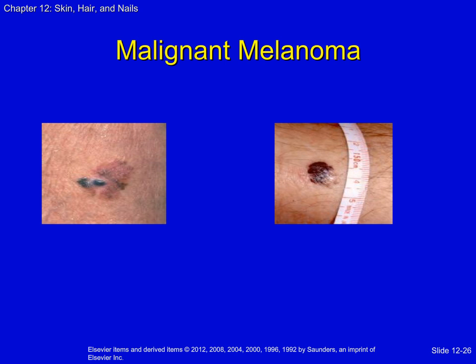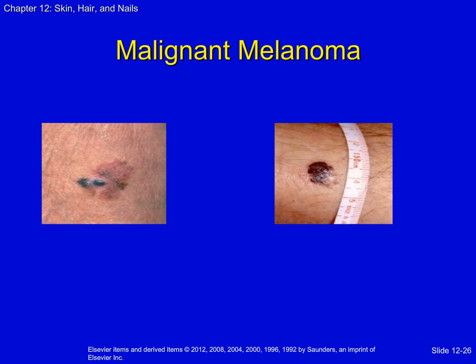Now we move to the dreaded malignant melanoma. Patients with melanoma usually present with skin lesions that have changed in size, contour, and configuration. You see a typical picture of a malignant melanoma in the slide. Patients usually present with skin lesions that have changed in size, color, contour, or configuration.